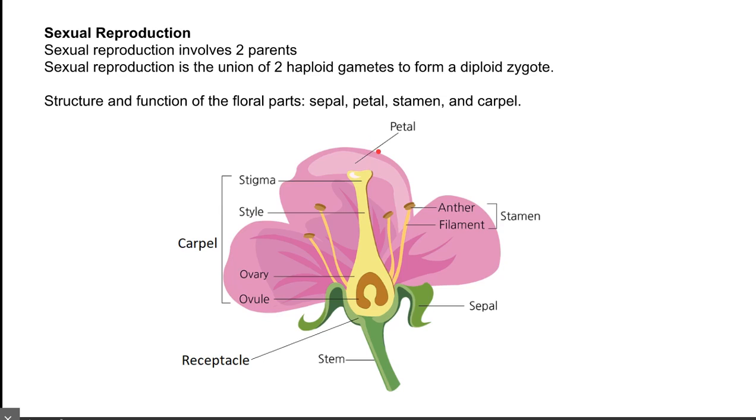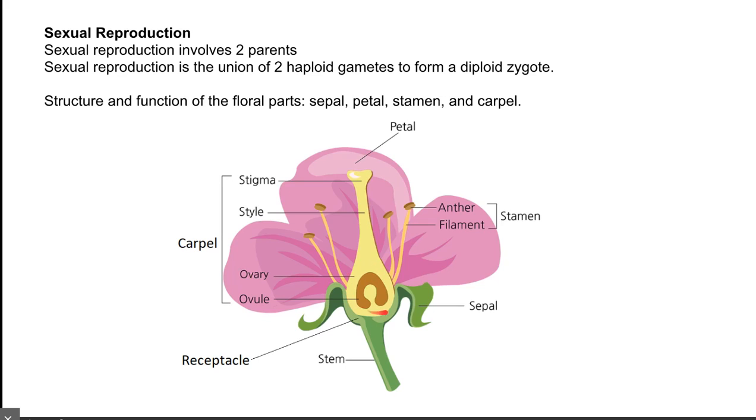The petal is on the outside, brightly colored to attract insects for pollination. The male structures are called stamen, and they consist of an anther and a filament. The female structure is called a carpel, and it consists of a stigma, a style, and an ovary.